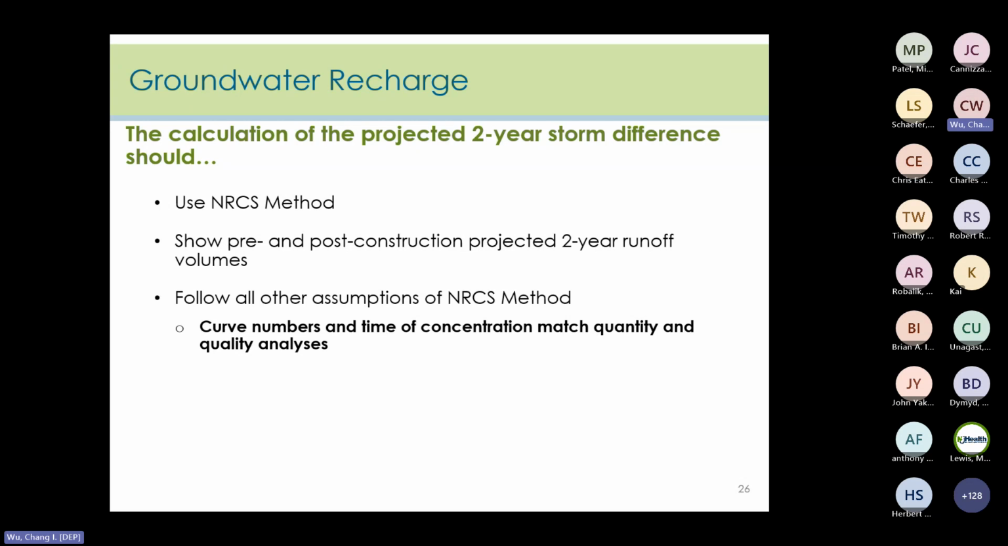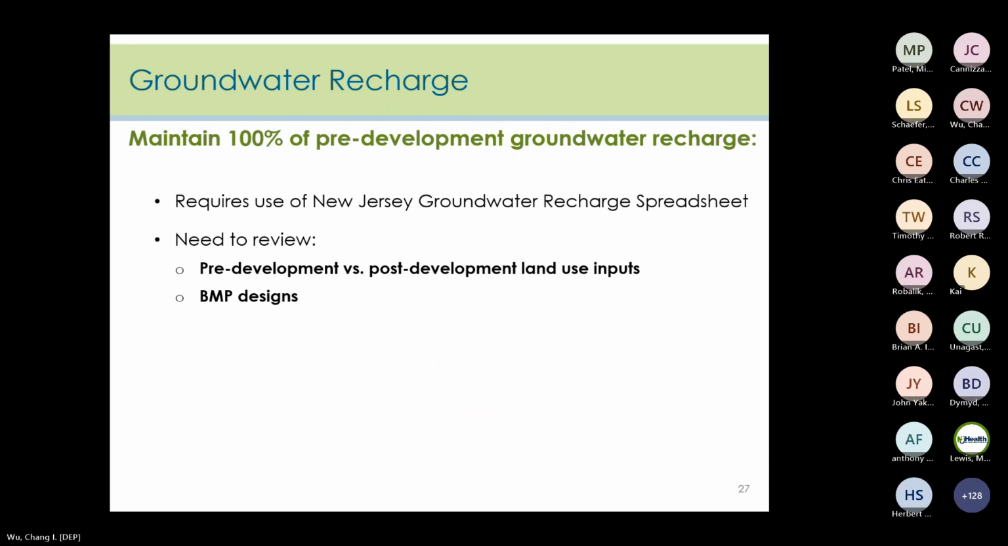And just one thing, when you review a design, you have to check whether the curve number that is being used in the groundwater recharge is the same as they use in the quantity analysis. And the other way to demonstrate meeting the groundwater recharge standard is to maintain 100% of pre-development groundwater recharge, for which you will need to use the New Jersey groundwater recharge spreadsheet.